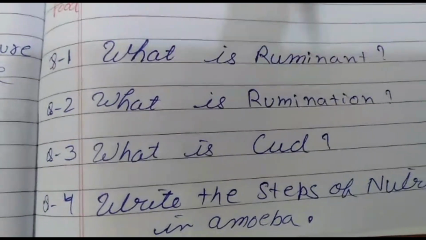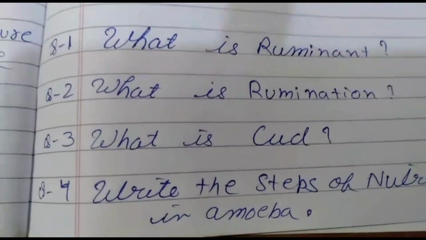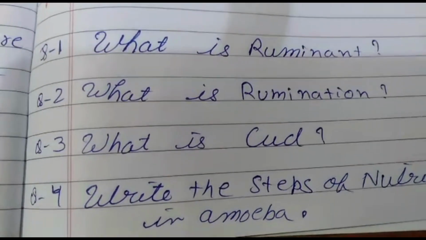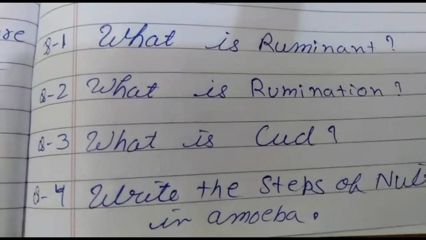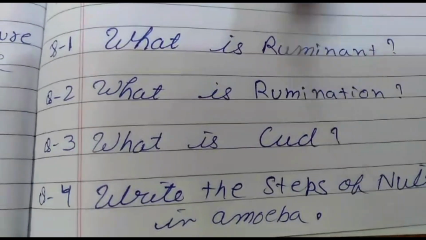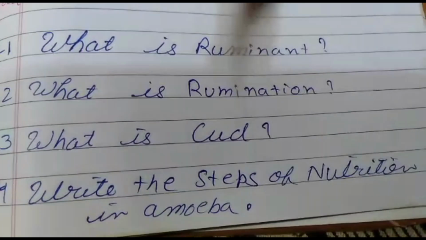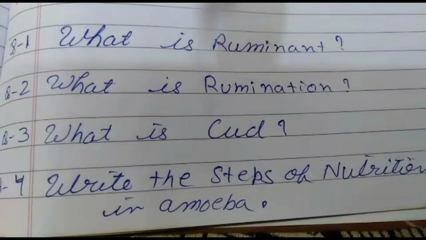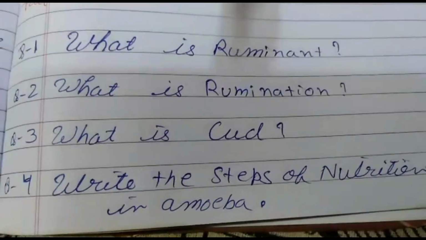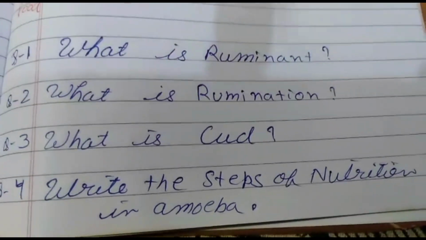Now students, there are a few questions that you have to do in your classwork copy. What is ruminant? Second, what is rumination? Third, what is curd? Fourth question, write the steps of nutrition in amoeba. You have to describe the steps. You can also take the help of the diagram that we have discussed previously.